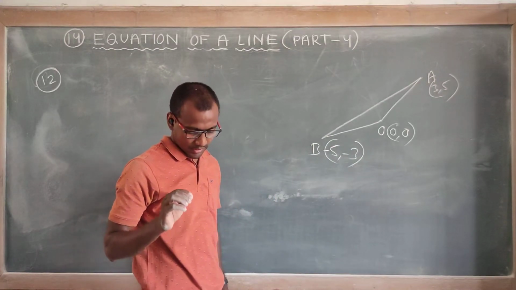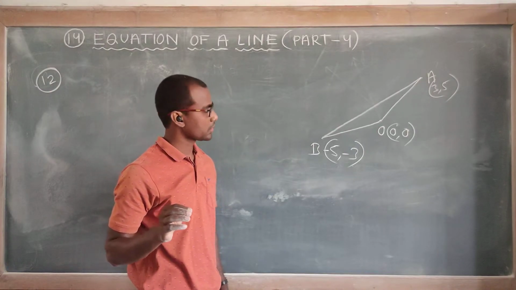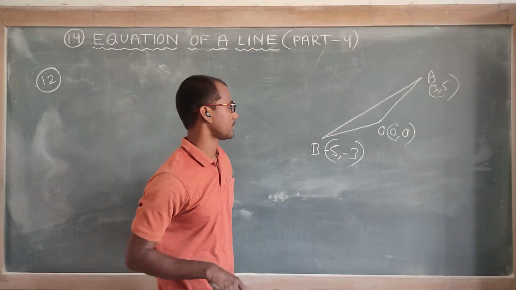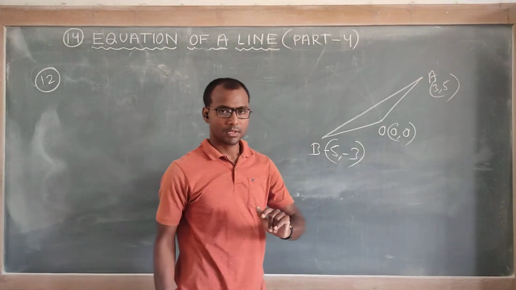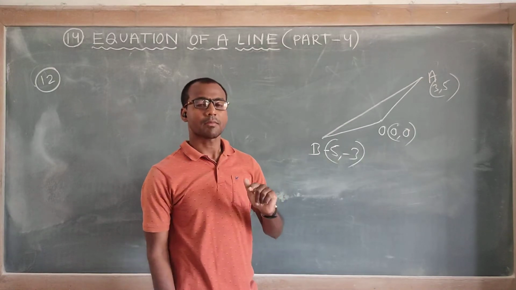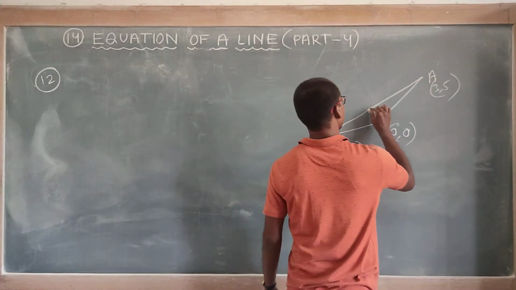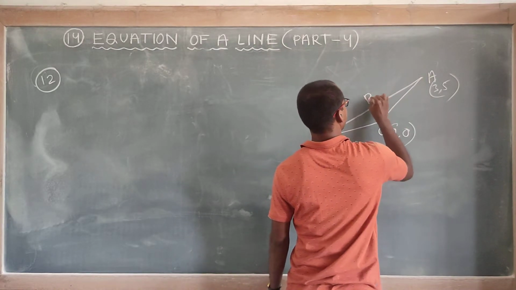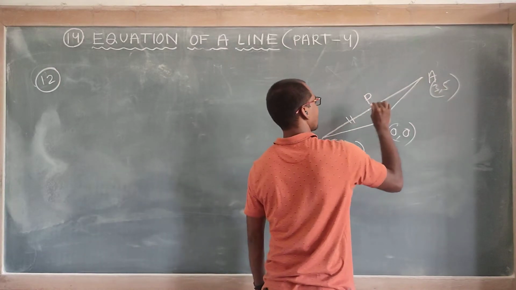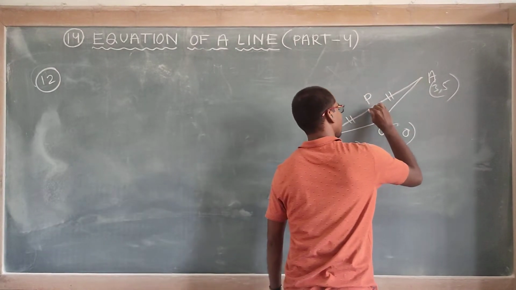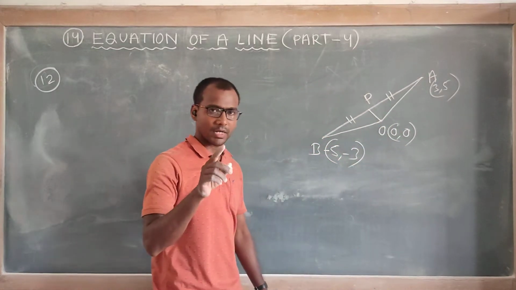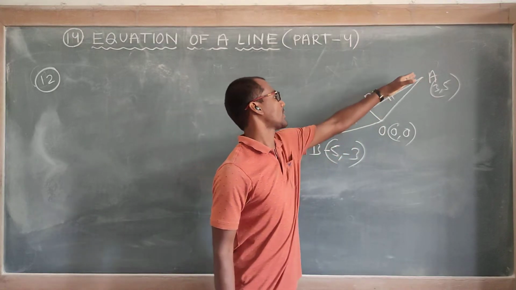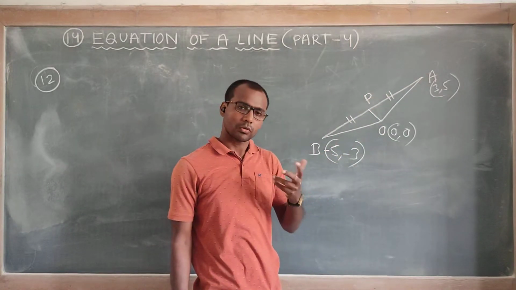Next, find the equation of median of triangle OAB through vertex O. So we have to find the equation of the median through vertex O. For the median through vertex O, we have to take the midpoint of AB. So let the midpoint of AB be P. Then this line segment is the median, OP. This is the median corresponding to the side AB or through the vertex O.